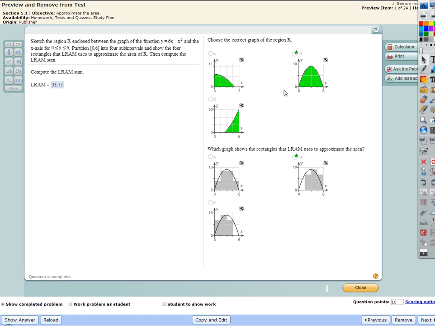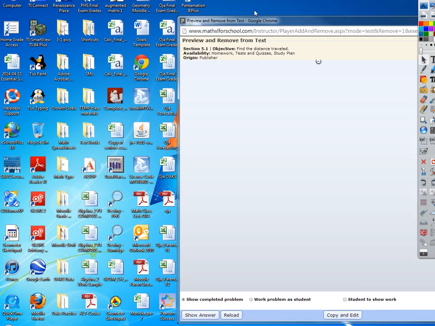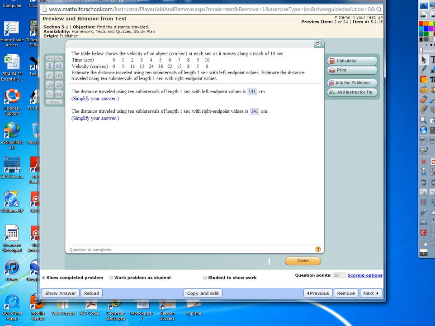Okay, so there's that one, and I'll just show you that these are really the same kinds of things, these other questions that you might get. I won't look at them all, but I'll look at a couple. Like these, same thing, isn't it? Here, I'll read this so you get an idea. It says the table below shows the velocity of an object at each second as it moves along a track. So it gives us velocity versus time. Instead of giving it to us graphically, it's just giving it to us in a table.